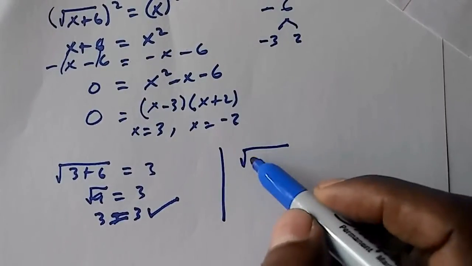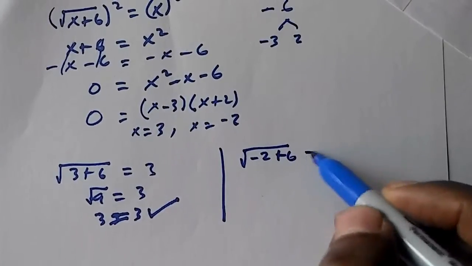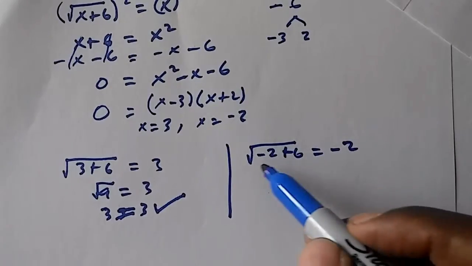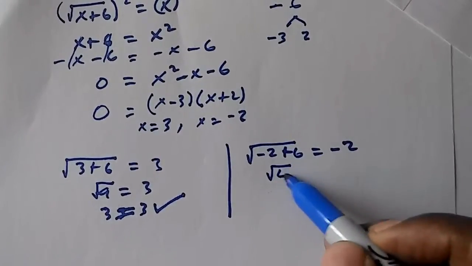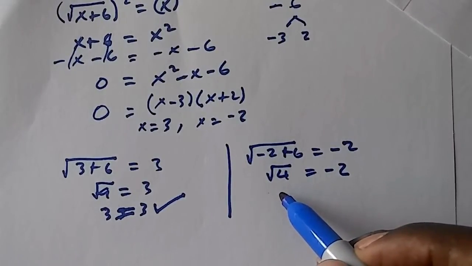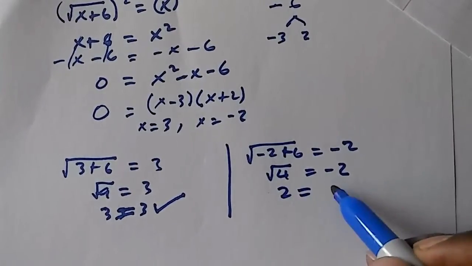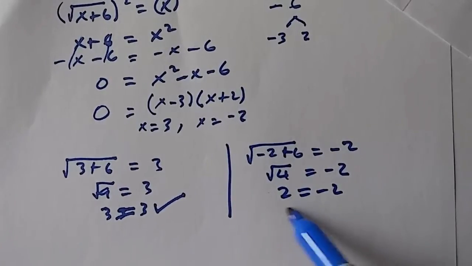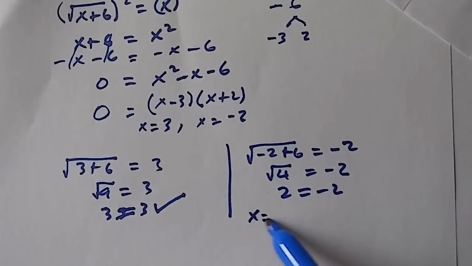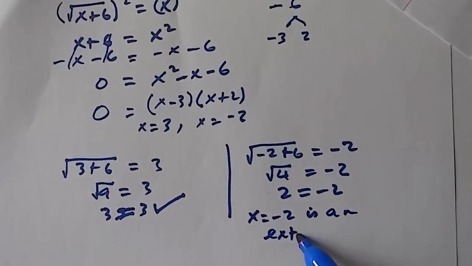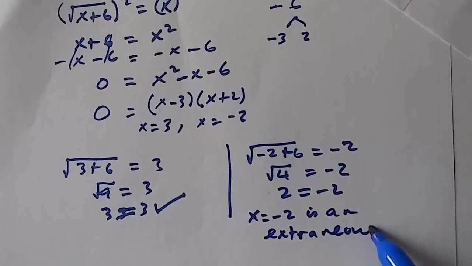Now we're going to check with x equals negative 2. Square root of negative 2 plus 6 equals negative 2. We're not sure, so we're going to see. Negative 2 plus 6 is 4. Square root of 4 equals negative 2. Square root of 4 is 2. 2 equals negative 2. That is not true. So this is not a solution. So x equals negative 2 is an extraneous solution.